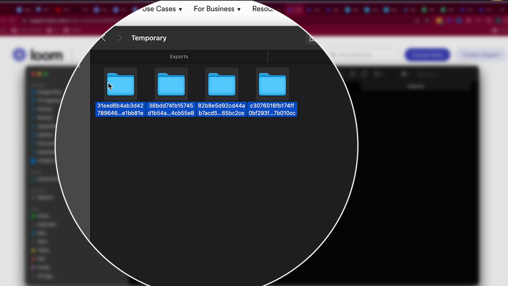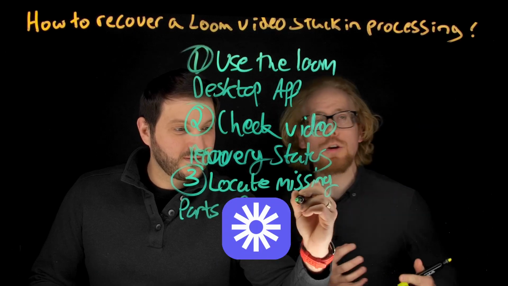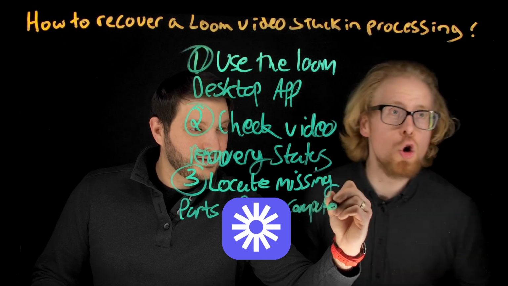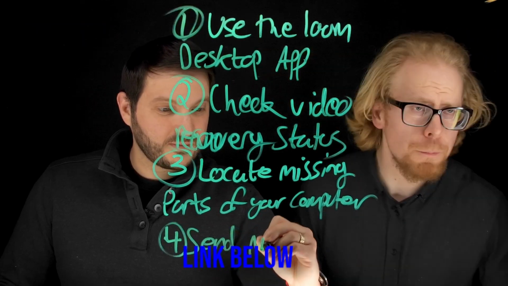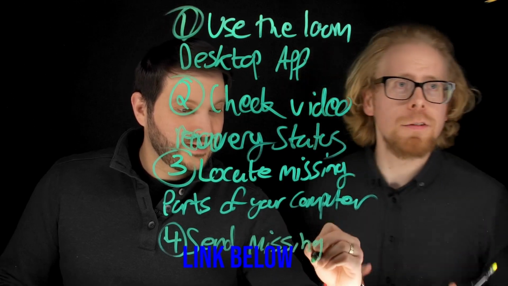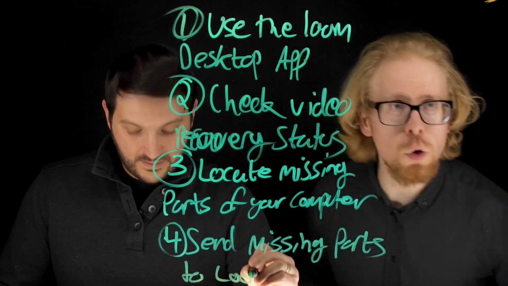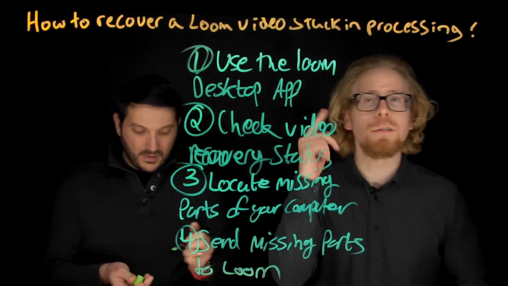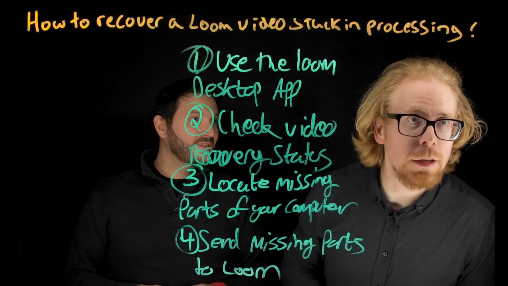You're gonna get those missing parts, and then number 4, you're gonna send those missing parts to Loom using the link below. Then they're gonna take those missing parts, assemble them into your video that was stuck in processing, and now it is no longer stuck in processing. They'll tell you how long it's gonna take, and then voila, everything is Gucci.